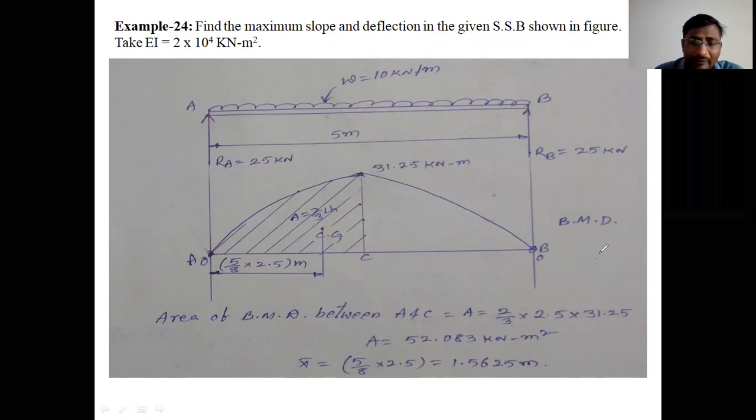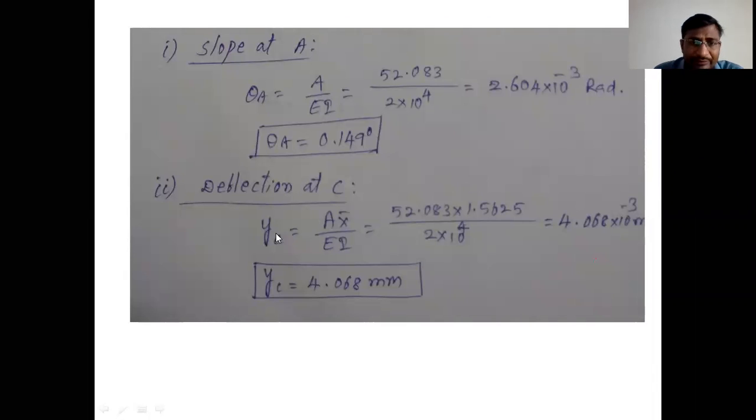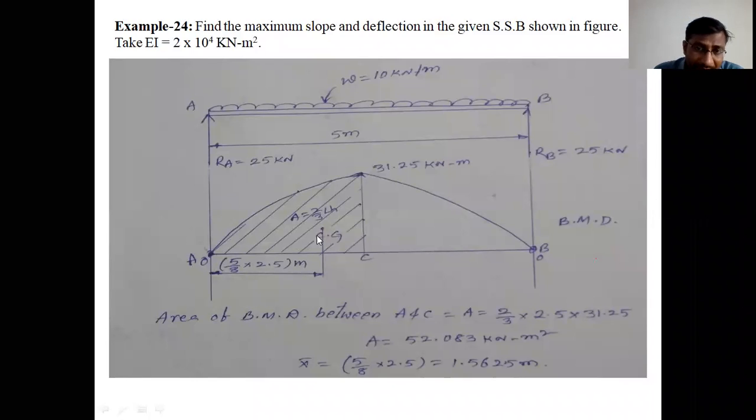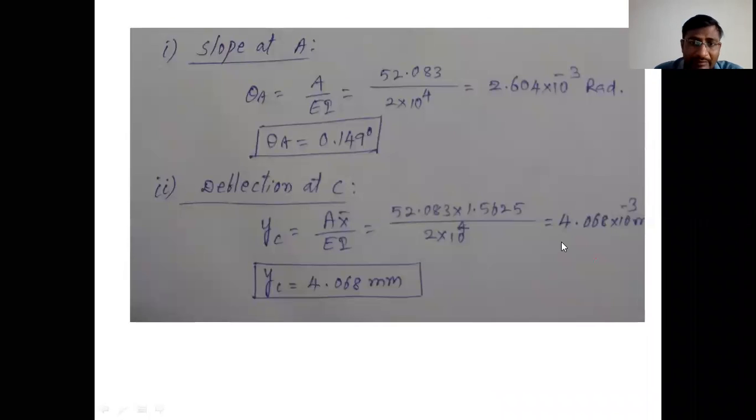Okay? So what is the formula for deflection? Deflection at point C, Yc, is equal to A x bar by EI. A is 52.083 into x bar 1.5625, where x bar is the center of gravity of this convex parabolic area from the apex point, divided by flexural rigidity 2 into 10 to the power of 4.